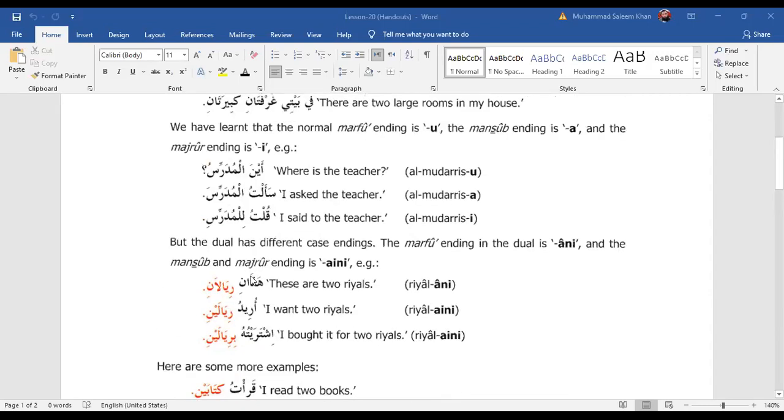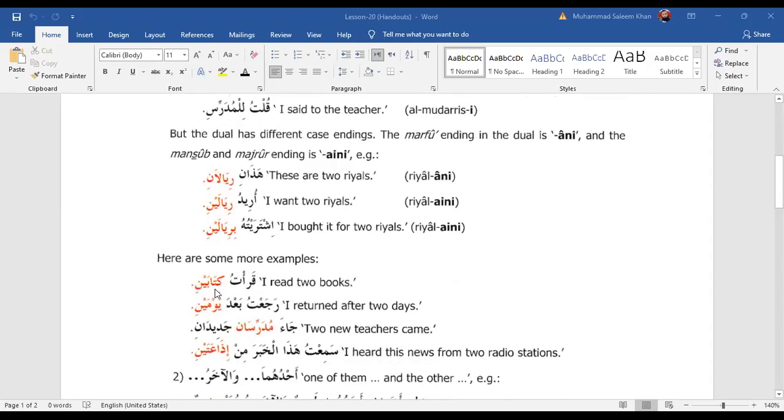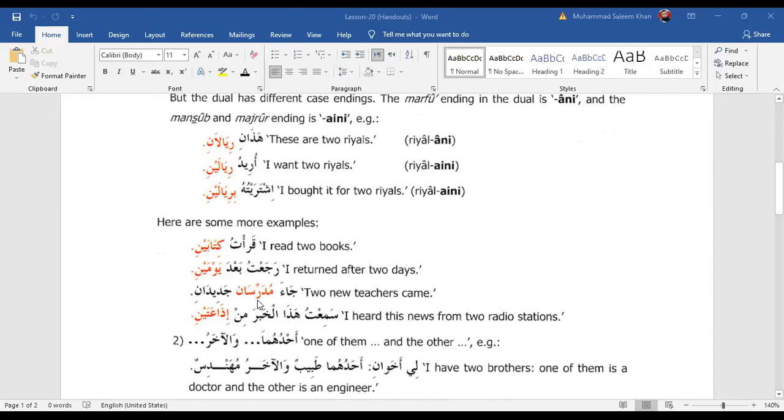Similarly, you can see here, qara'tu kitabaini, I read 2 books. Raja'tu ba'da yawmaini. Ba'da, we know that this is always used as mudaf, so the noun that comes after it will be mudaf ilayh. I returned after 2 days. Ja'a mudarrisani jadidani. Okay, now why do we have mudarrisani jadidani here? Marfu'.